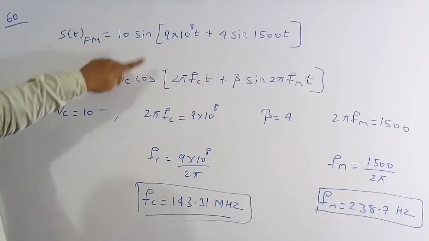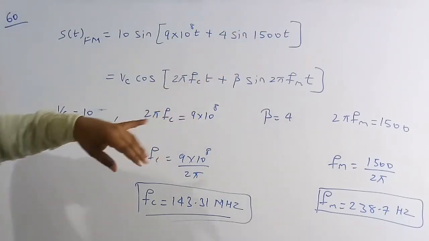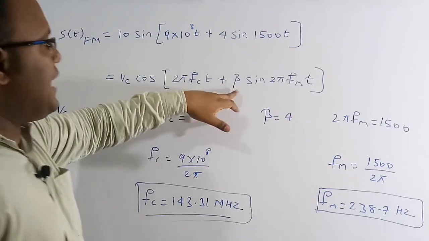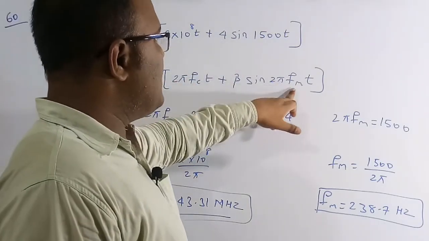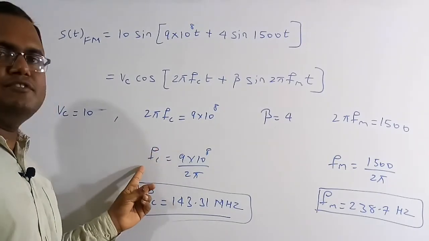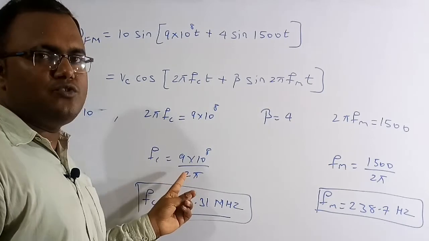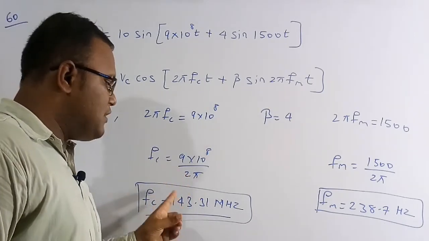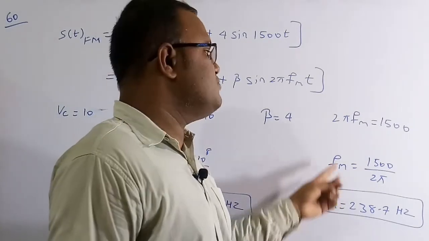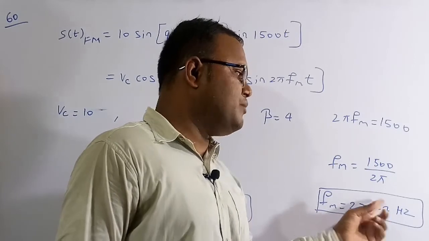Here it can be sin or cos, no need to worry. The remaining things we need to consider. So 2 pi fc is equal to 9 into 10 to the power of 8, beta is equal to 4, and 2 pi fm is equal to 15. We need fc only. So fc is equal to 9 into 10 to the power of 8 by 2 pi. Then we get fc is equal to 143.31 megahertz. And if you want to find the value of fm, fm is equal to 15 by 2 pi, and if you solve this we get 2.387 hertz.